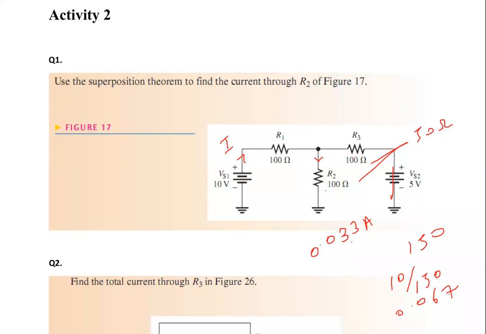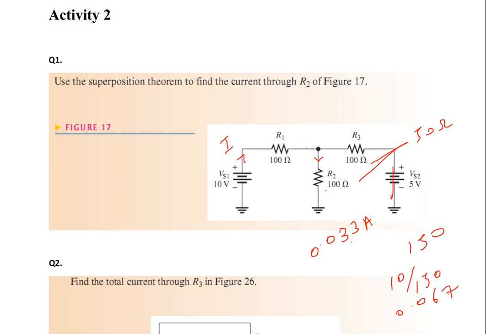Guys, you all okay? Yep, that makes sense. Because when the current comes to this point, it divides into two equal branches. So that means half of the total current, right? So that is the value. Now we did one part.